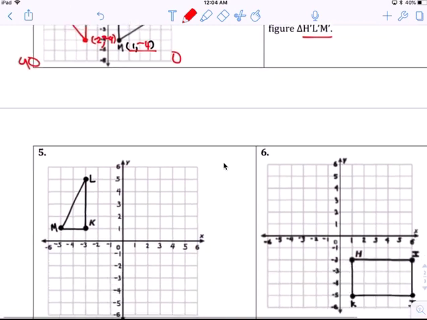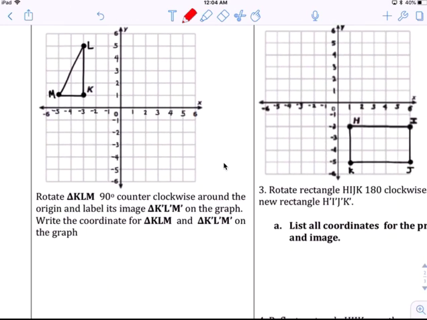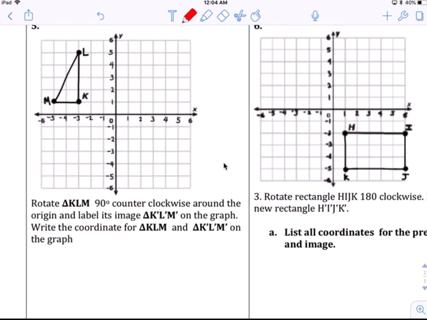Okay, next one, same thing. All right, here, rotate. This is very much like your test, okay? I don't know how to tell you this, but very much like your test. Rotate 90 degrees counterclockwise. Counter is the opposite way, so 90 is right here.